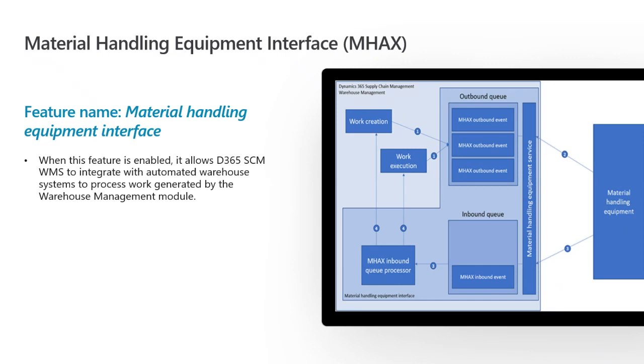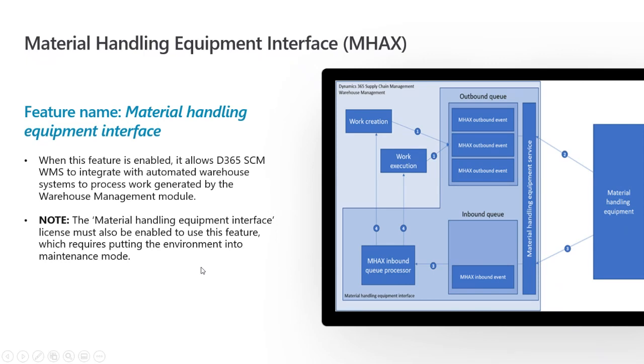So we're generating the work, we're sending it to the queue. The automated system is telling us, exactly, did they complete that work? Was it short? Anything like that. And then we're updating the work record back in Dynamics 365.